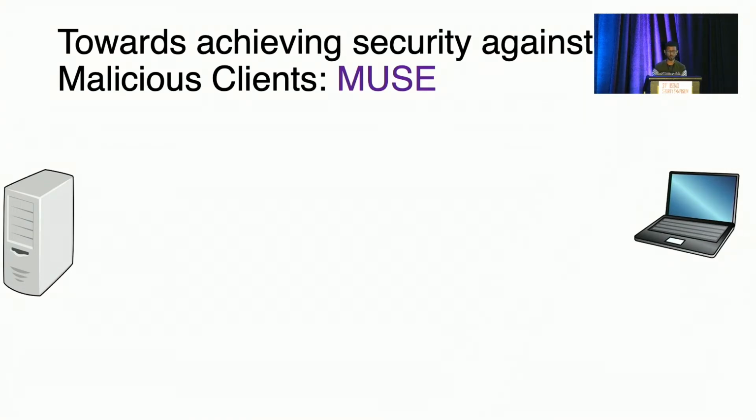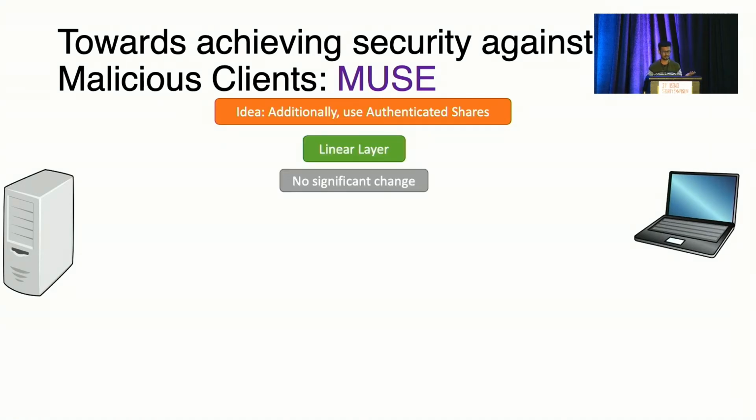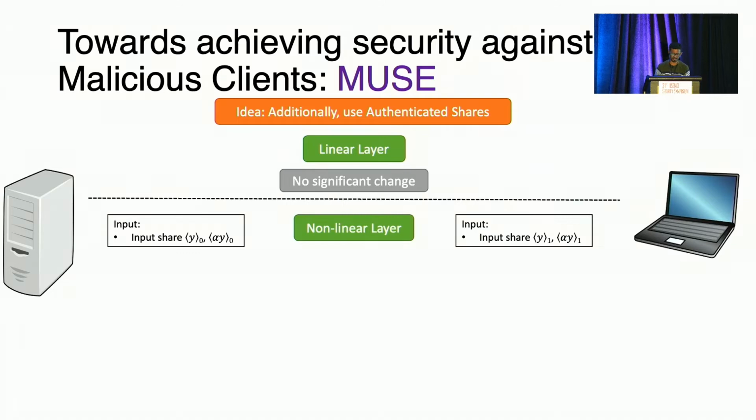Now let's see how MUSE builds on the previous protocol that we discussed in order to provide security guarantee against malicious clients. So here, the idea is that we'll make use of authenticated shares. For the linear layers, the change is not significant, so I'll not focus on it in this talk. So let's directly jump to the nonlinear layer.